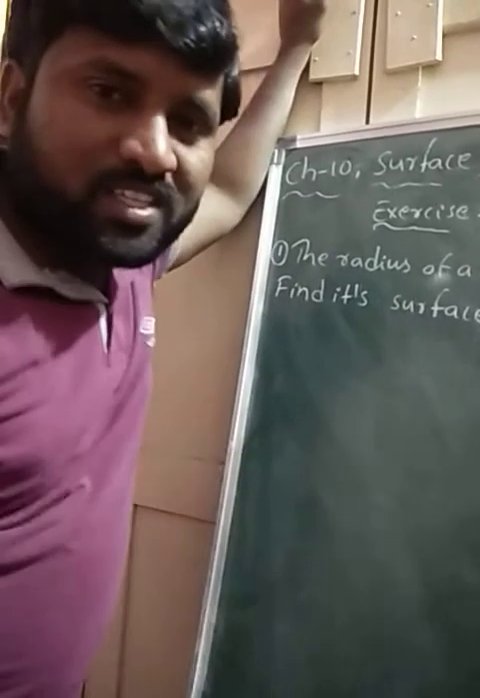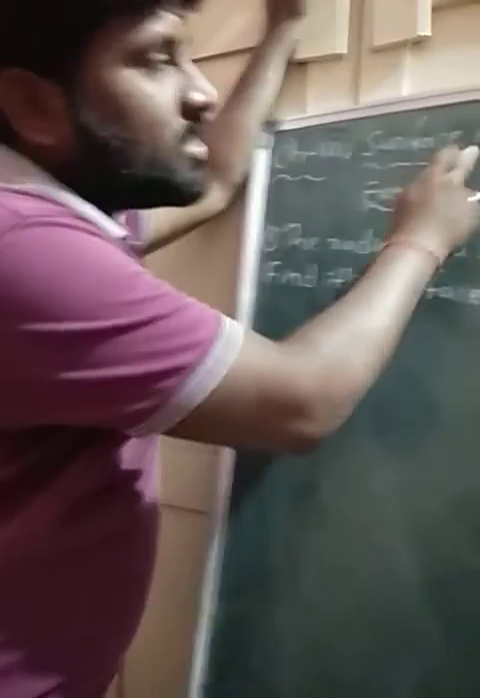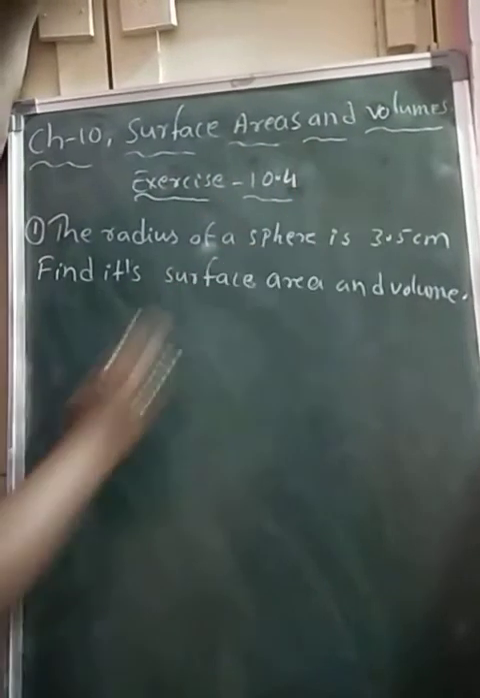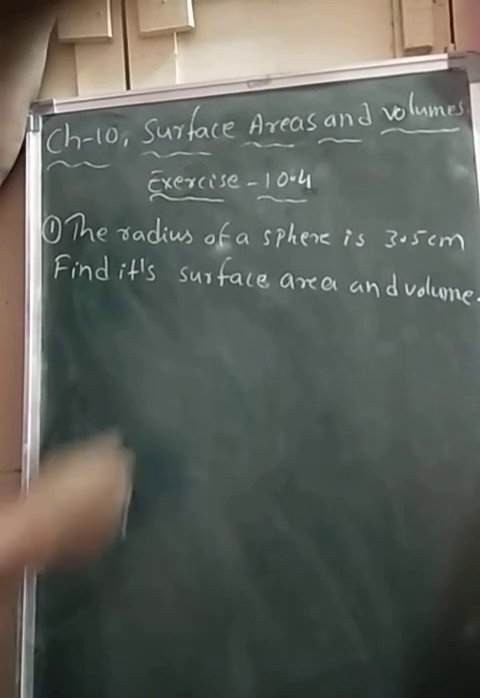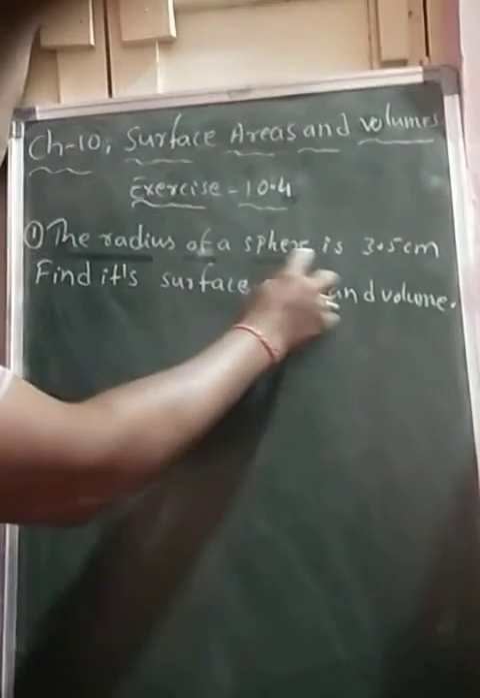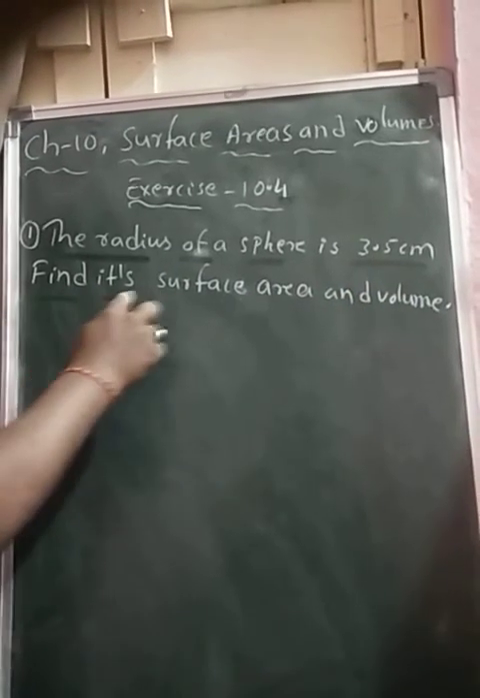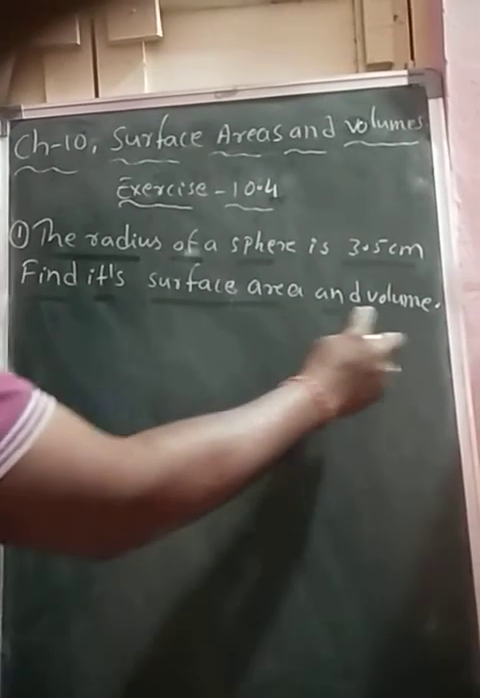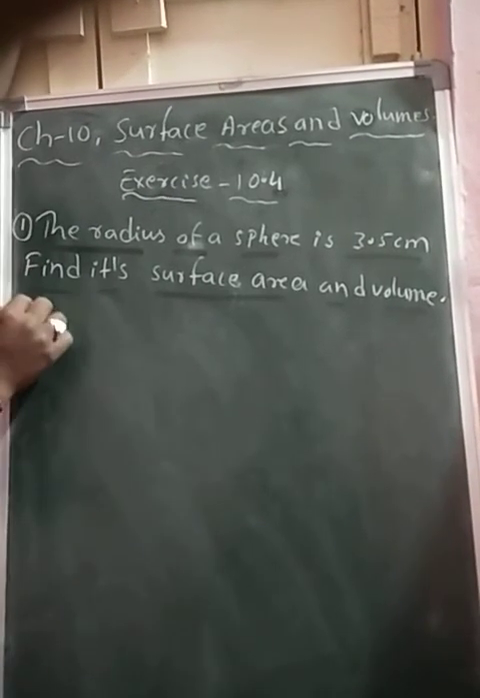Good morning, students. Today we are going to discuss chapter 10, surface areas and volumes. Exercise 10.4, first question. The question is: the radius of a sphere is 3.5 centimeter. Find its surface area and volume. Okay, now see its solution.